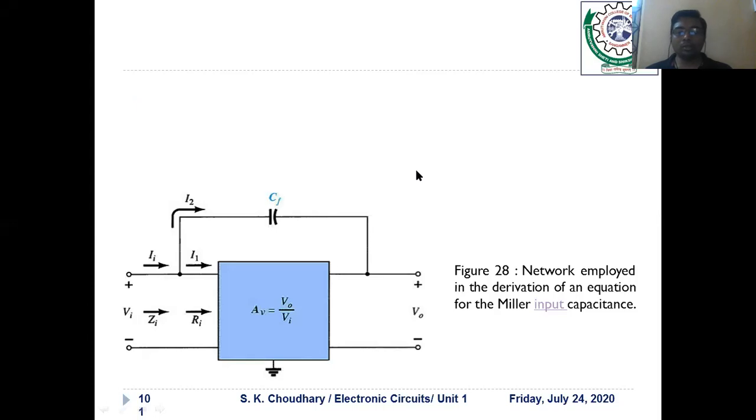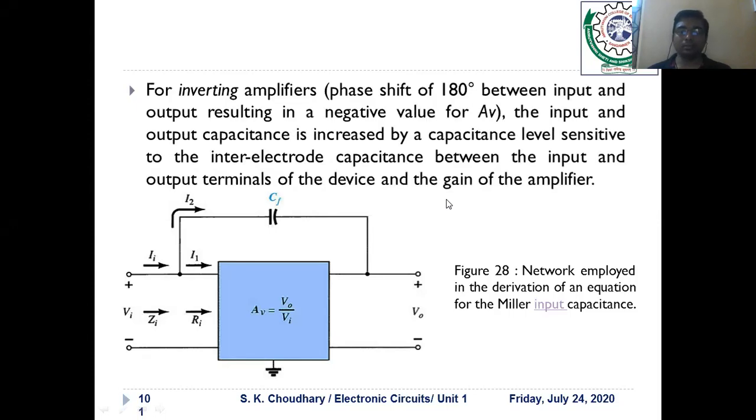of them. Now we have to draw this circuitry that would be useful for deriving all the equations related to the Miller effect. So everyone draw this diagram, please. This is a network employed in the derivation of the equation for Miller input capacitance. And here we are defining the Miller effect for an inverting amplifier, that is, a common source amplifier, where the output voltage is out of phase with respect to the input signal.